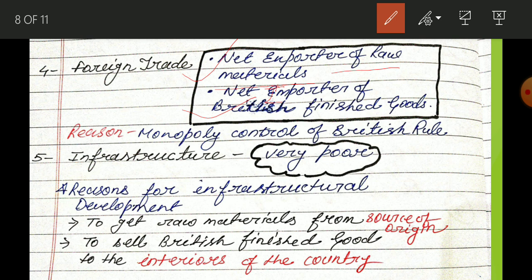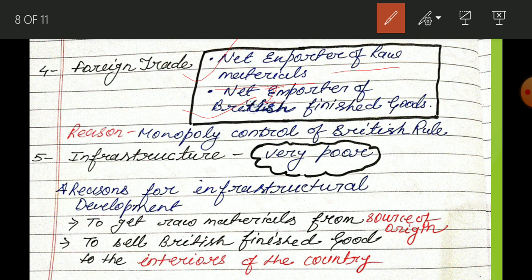We sell our raw materials, mostly to Britishers, and Britishers use this raw material to make finished goods, and then come back and sell these finished goods to India at a very high price. They purchase raw material at a very low price and sell their finished goods in India at a high price. This is the condition of our foreign trade on the eve of independence.